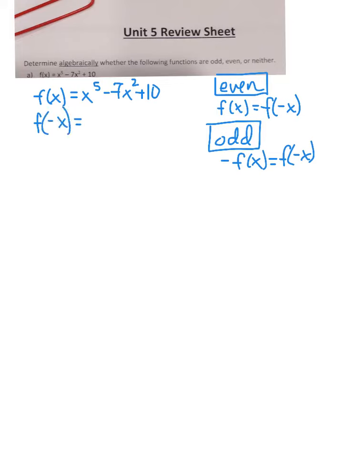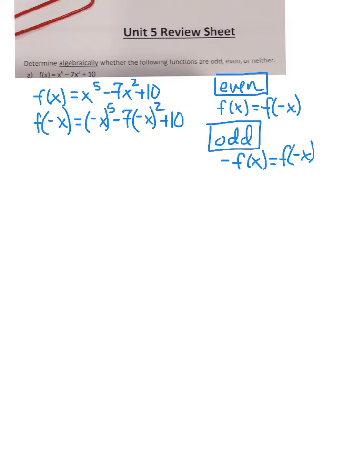by plugging in negative x. All right, so what you do is you plug in negative x everywhere you see an x. And then I'm going to raise that to the 5th power. Because I'm doing x to the 5th power, so I'm replacing the x with negative x, which means I'm doing negative x to the 5th power. So then minus 7. And now I'm going to take that x squared and replace the x with negative x, and I'm going to square that. Plus 10. There's no x there, so I leave it.